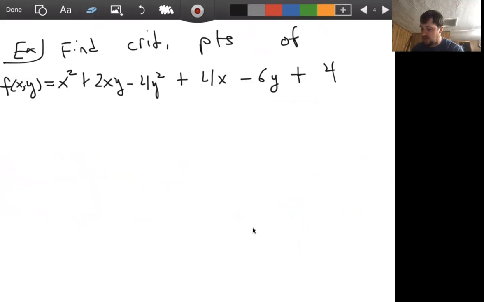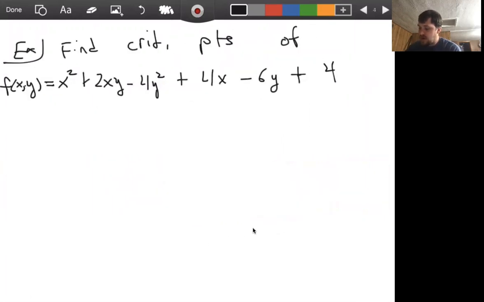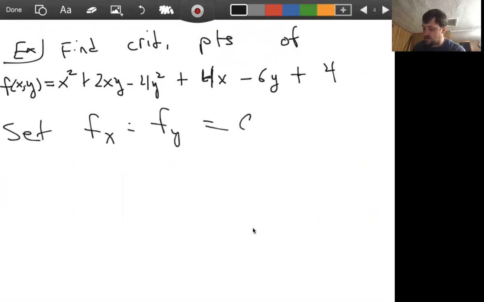And it's important that we remember that critical points can occur where the function is undefined. But we check and notice that we don't need to worry about that case for this particular function. And so what we need to do is set f sub x and f sub y to 0. Okay, so let's do that.